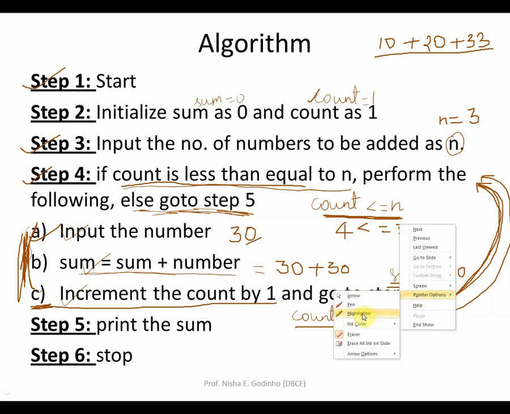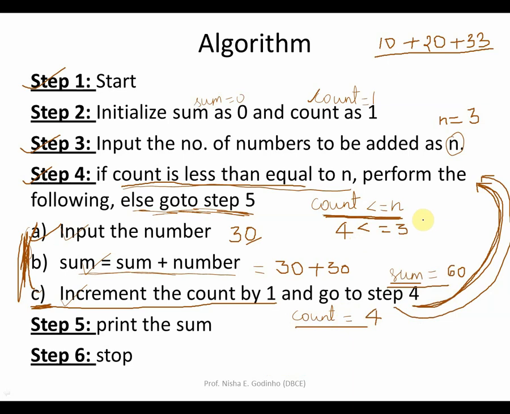Hence, this condition fails and we cannot go ahead with this. This condition fails over here. Hence, we cannot go ahead with the next 3 steps of doing the sum. So, because it fails over here, the else part tells you what to do. The else part says go to step 5. So, you directly come from here to step 5.